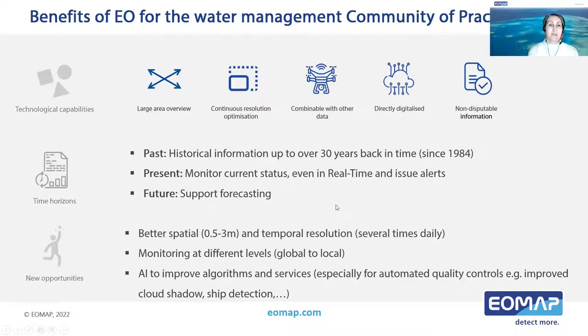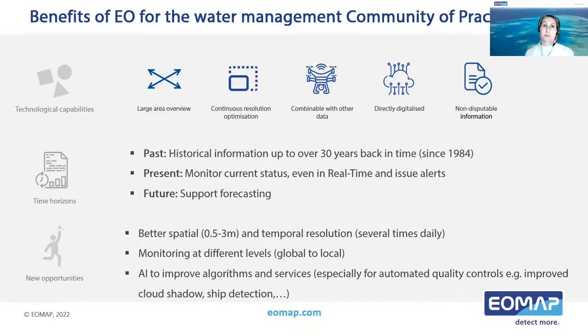So let me give this overview just to say what is the general benefit of Earth observation for water management. We've already seen the large area overview, and I hope I could show you some examples of this continuous resolution optimization. So we are working from 300 meters currently down to half a meter spatial resolution with some of the commercial data. Then it's combinable with other data. This is also very nice to get a holistic view, and it's directly digitized. And most importantly, it's non-disputable. This information is very objective.